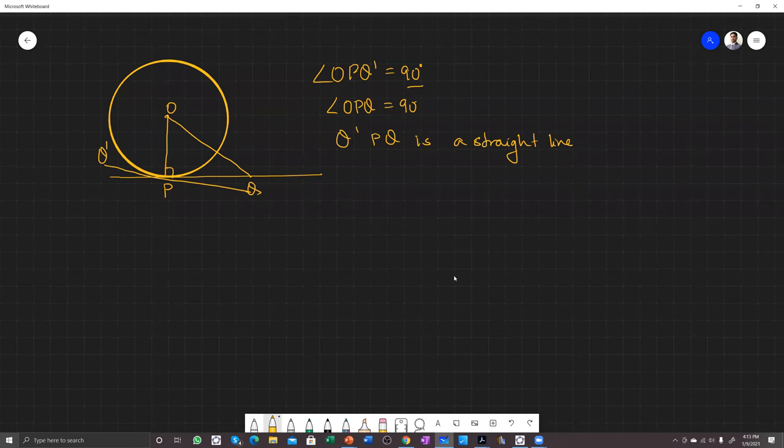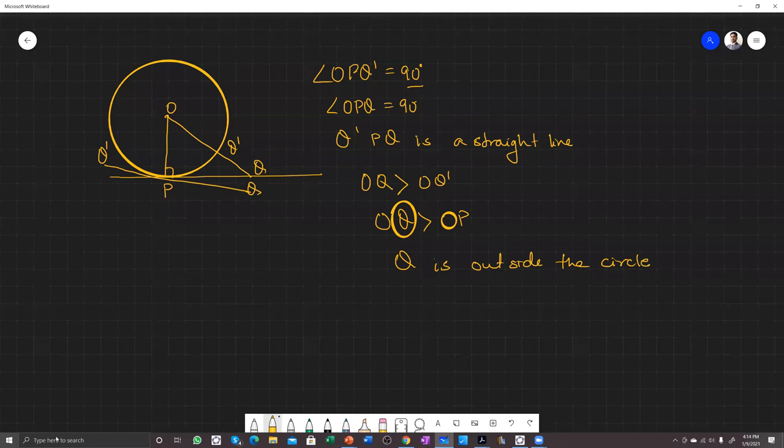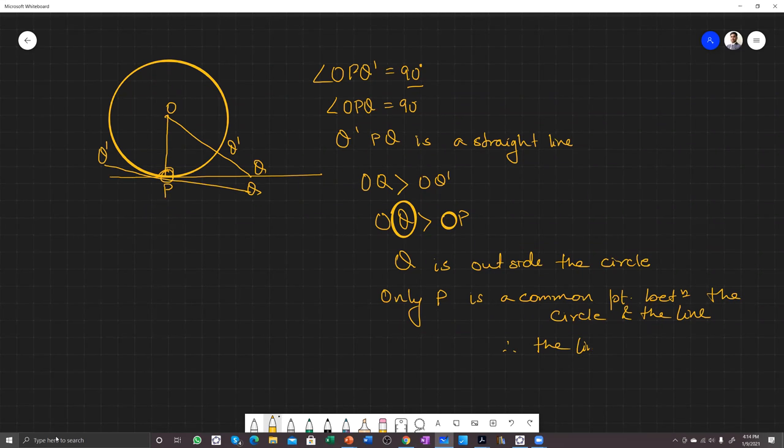Else, you can use this mechanism as well. Let us say you are taking a point Q, and this is Q dash. Clearly OQ is greater than OQ dash, and OQ hence is greater than OP. So any point Q you will find on the line is such that OQ is greater than OP. That means Q is outside the circle. So if all the points are outside the circle except point P, which is lying on the circle, it means only P is a common point between the circle and the line. Therefore, the line is tangent. Yes or no? Proof is clear?